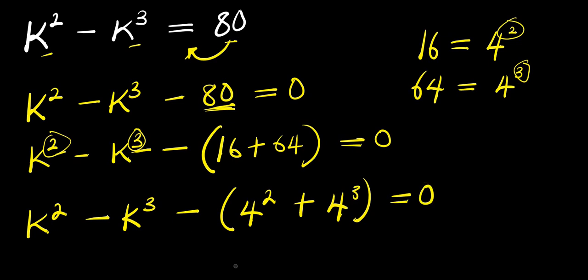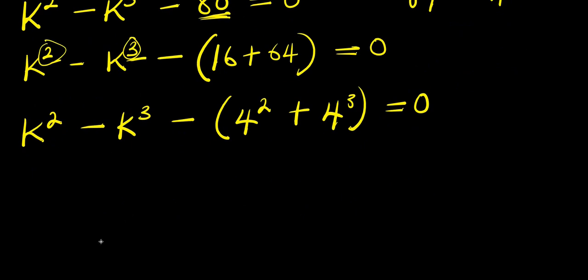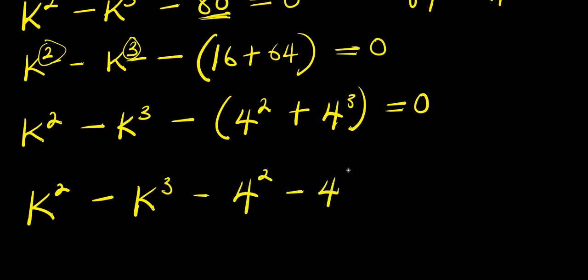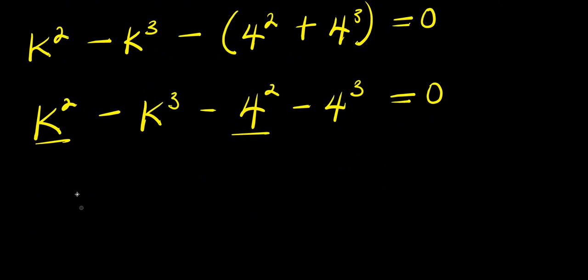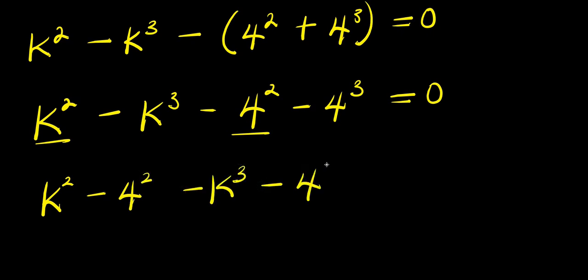So let's multiply with this negative here. So we have k power 2 minus k power 3 minus 4 power 2 minus 4 power 3 equals 0. So let's group them, common exponents. So we have k power 2 minus 4 power 2. This is minus k power 3 minus 4 power 3 equals 0.